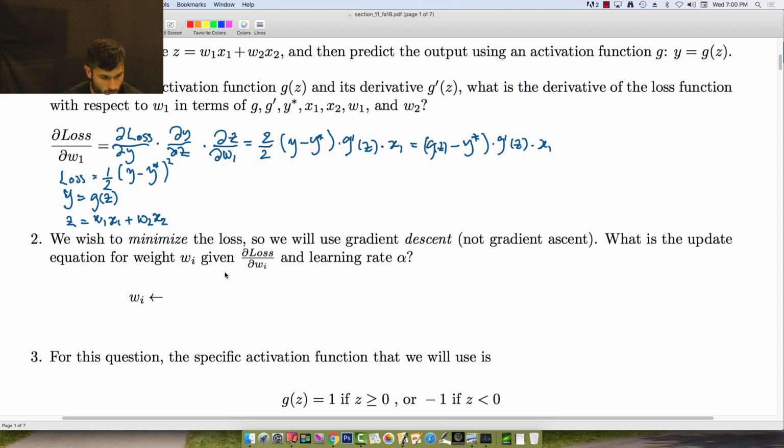So now in this second question, they ask us to write down the update rule when we want to minimize the loss. So in this case, the update rule will change wi to be wi minus alpha times the derivative of the loss with respect to wi. In the case of writing a gradient ascent rule, we have a plus here, but since we're now minimizing, the update rule is with a minus.